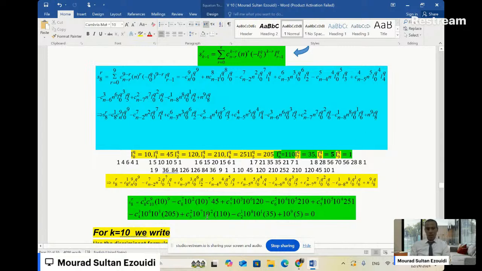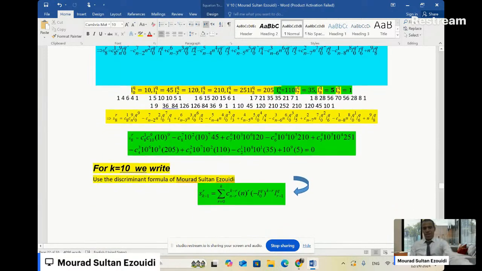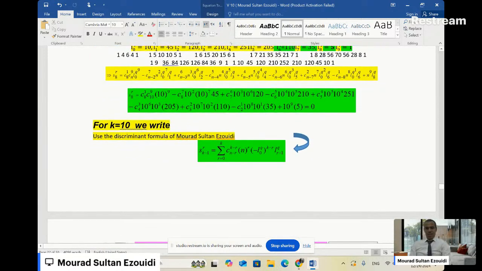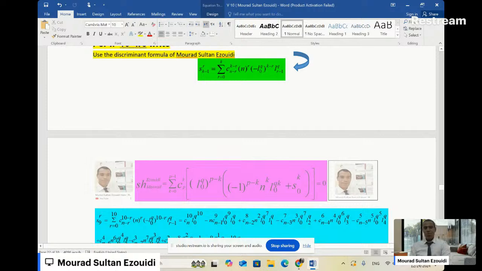Okay, we will use your calculation and we make substitution. This value is going to be equal to 3. Now for k equal 10, I'm going to change in my discriminant formula. K equal 10, I will obtain S10 minus 1, which is S9, equals the sum from 0 to 10, combination 10 minus R choose 10 minus R, 10 raised to the power R, minus 0, 42 raised to the power 10 minus R times n minus 1, 42.